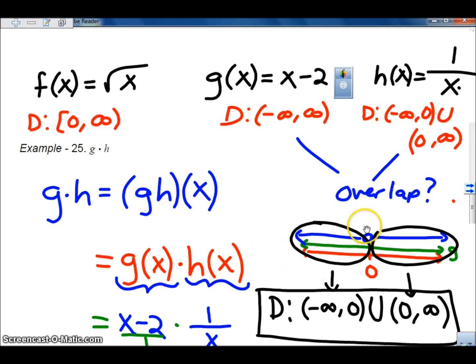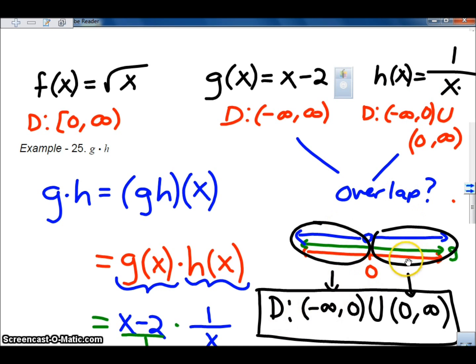So they overlap everywhere to the left of 0. That's this interval right here, negative infinity to 0. And they overlap everywhere to the right of 0, which is this interval here, 0 to infinity. And we union those together. And so again, it coincidentally turns out to be the same domain as h of x to begin with.